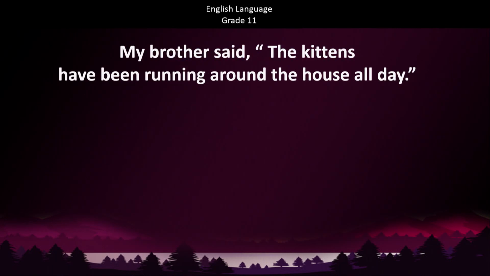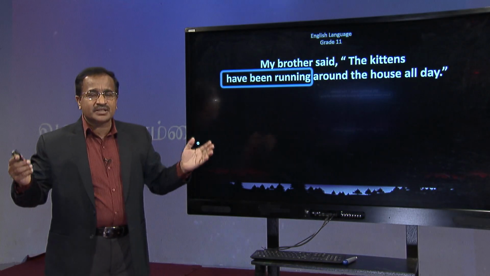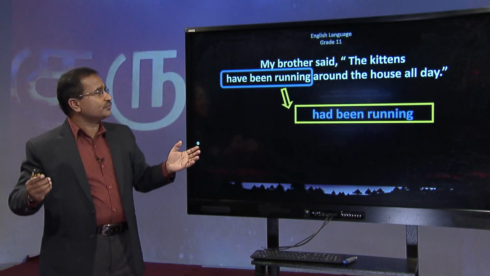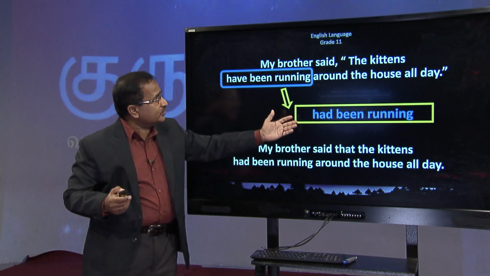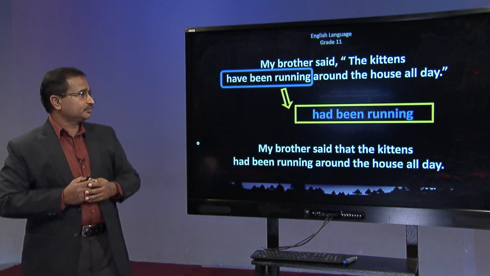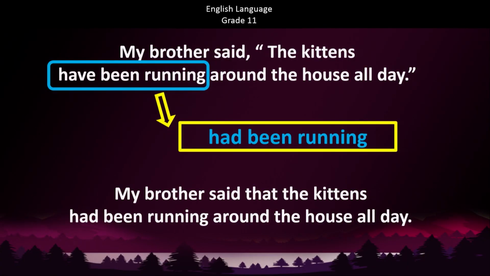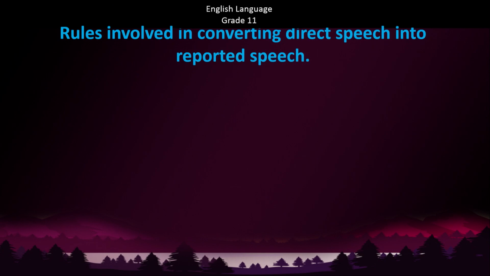Okay. Let's look at another example. My brother said, "The kittens have been running around the house all day." So, my brother said, the kittens have been running. Have been running is in present perfect continuous form. It should be converted into had been running. My brother said that the kittens had been running around the house all day. Okay, children, hope that you have understood this one.